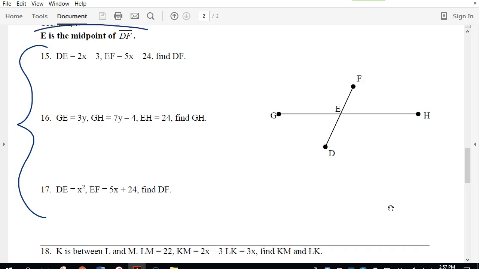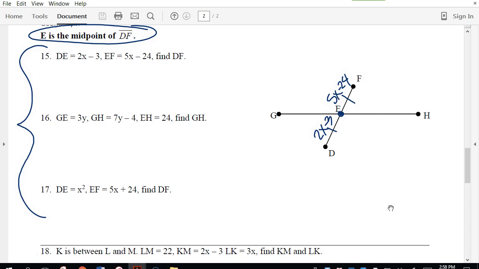For this whole set of problems, E is the midpoint of DF. So everyone go to their picture. On the test tomorrow, when you hear that some point has been promoted to a midpoint, I tell my students he got a promotion and a pay raise. So you need to put tick marks around it so that we know he's not just a random point, he's truly a midpoint. If E is a midpoint and we know DE is 2x minus 3, EF is 5x minus 24, now we can think of a strategy.